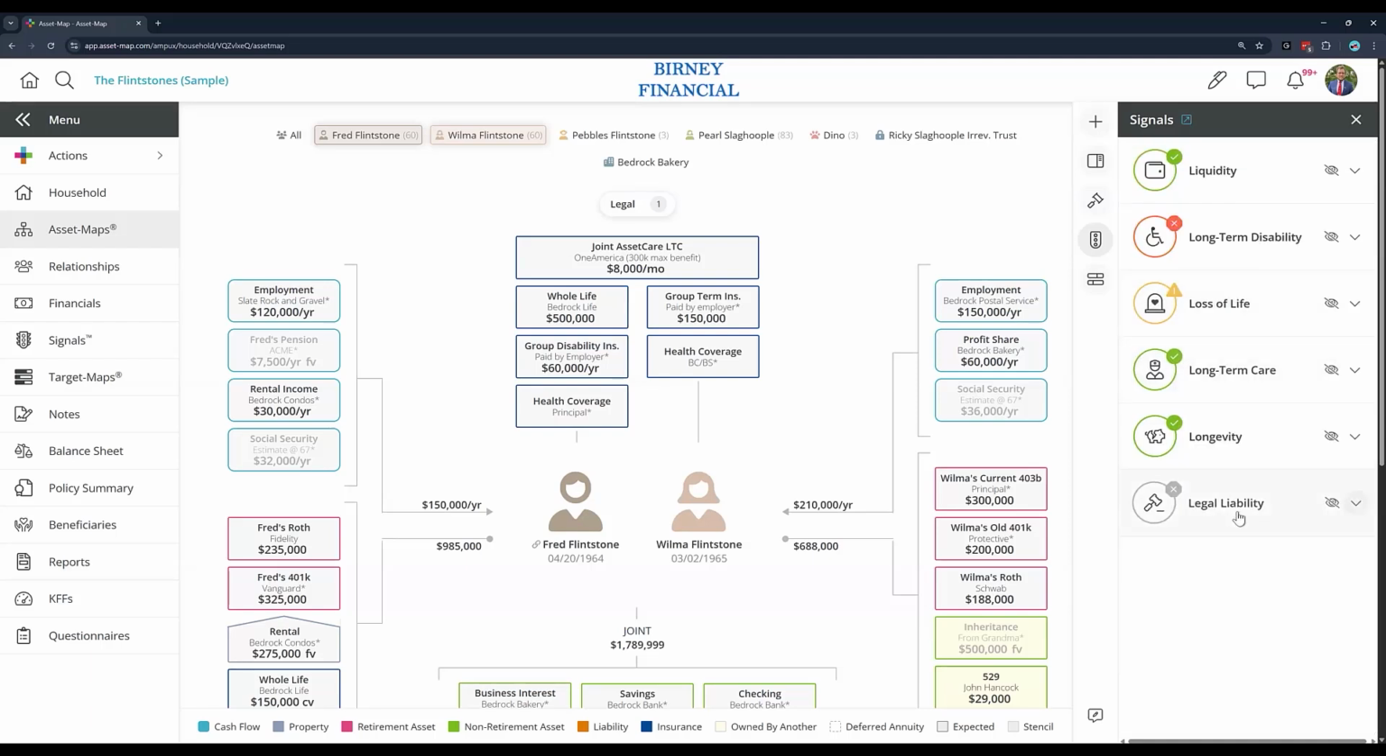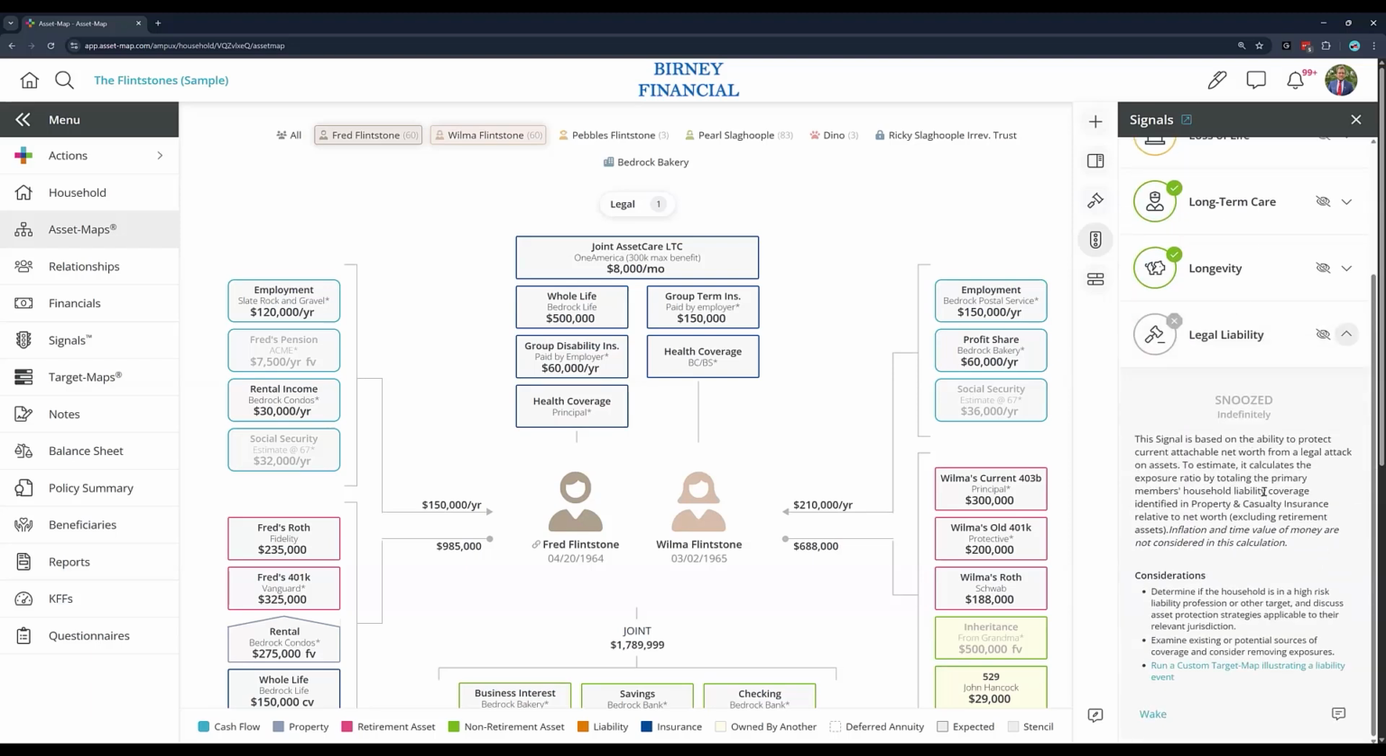But last but not least for the signals here is legal, which you see I have actually turned gray because I, the advisor, have chosen to snooze this signal. I can override any of these signals I want to because I know my client better than this algorithm does. If the signal does not apply, feel free to override it, snooze it. If I wake this one up, you'll see that yes, legal is showing up as red.